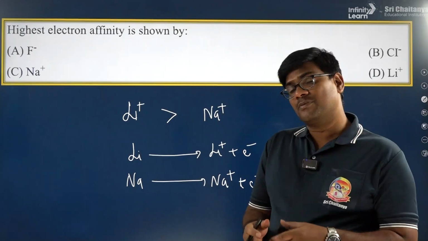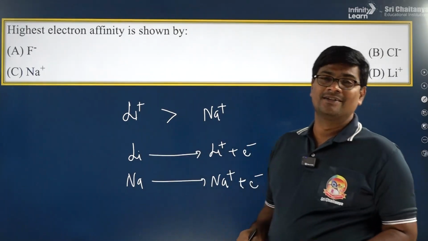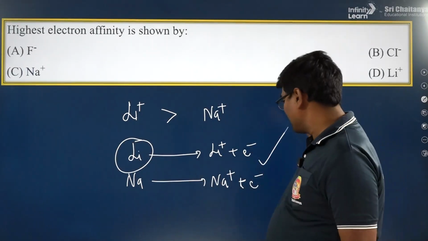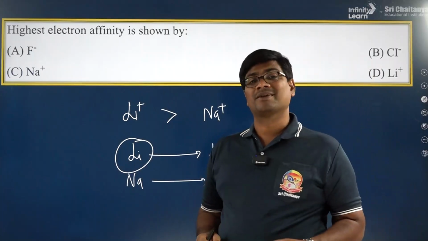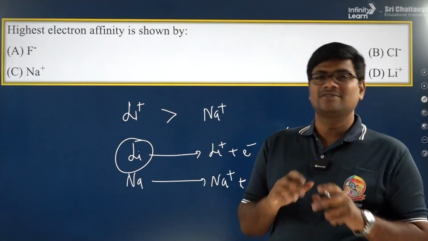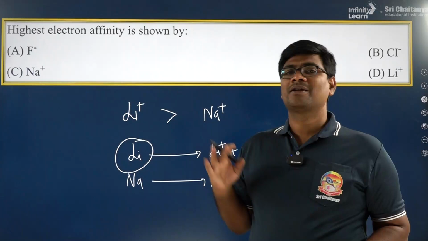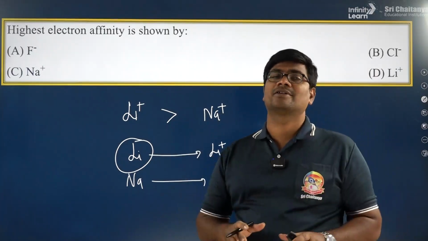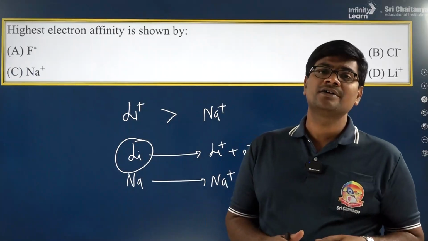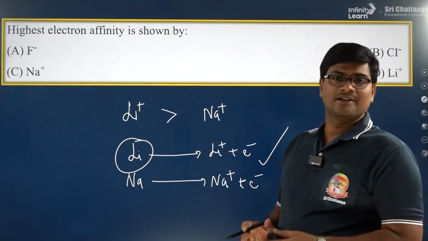What is the opposite statement we can say? It is easy to add an electron to lithium plus. It is difficult to remove the electron from lithium, but it is easy to add an electron to lithium plus. That means which will have high electron affinity? Obviously, lithium plus. So the simple conclusion is that anions do not have electron affinity, so we can eliminate those two options, and cations have electron affinity. In that, the smallest cation has the highest electron affinity. This is a different question. Okay, let's go for the next.